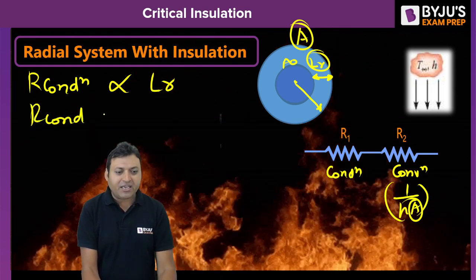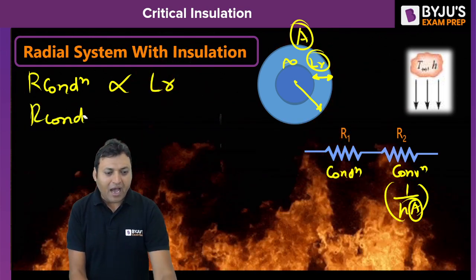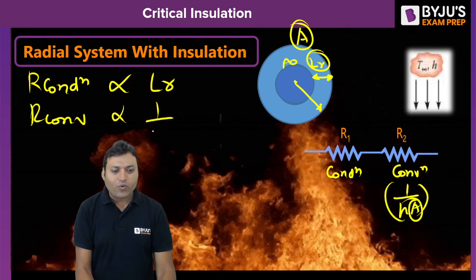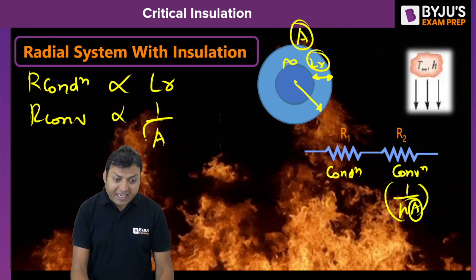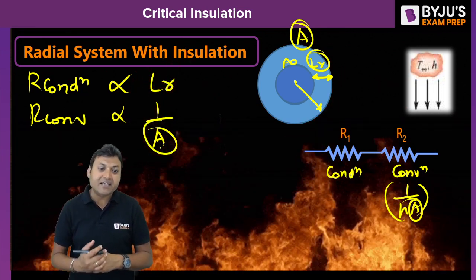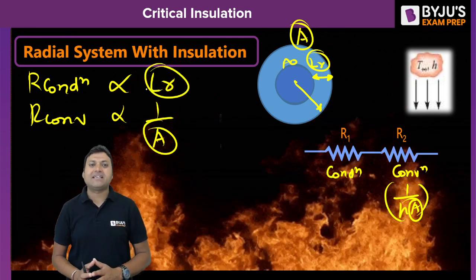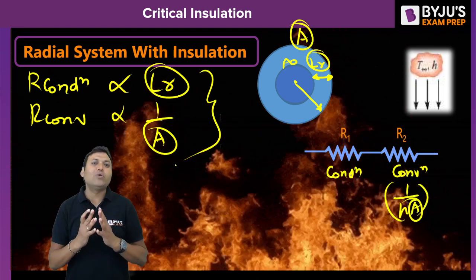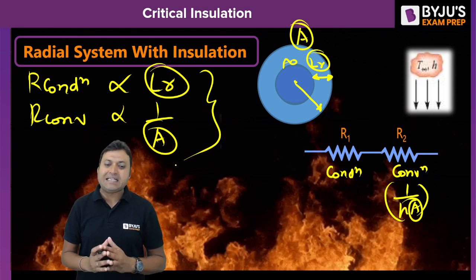R convection is proportional to 1 by A. Area is getting changed due to insulating the radial system, and the radial thickness is also getting changed. So both are getting affected due to insulation of a radial system.